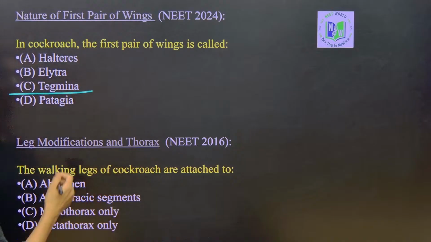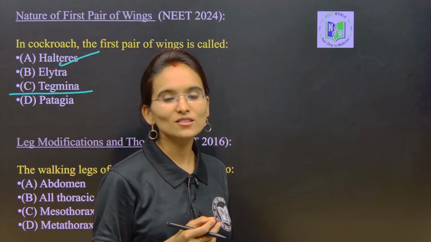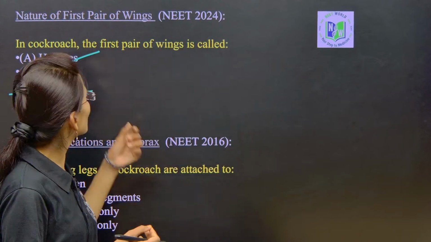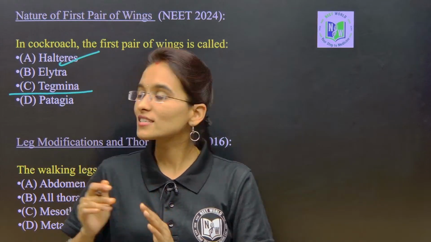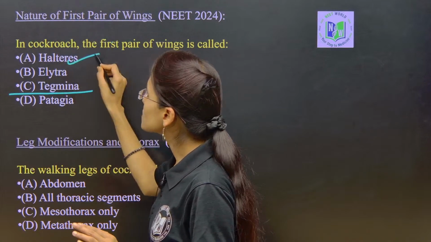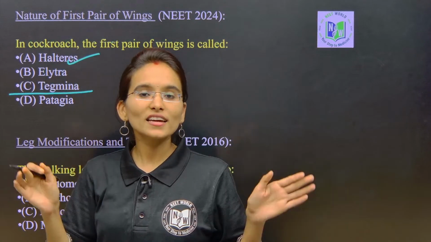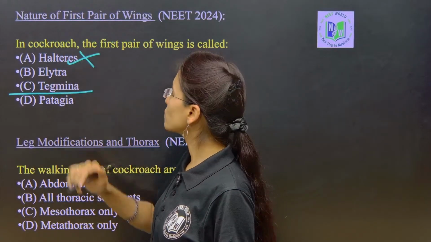So option A is halteres. These are the modified hindwings. These are especially useful for the insects to fly. These are the type of wings, halteres, which help the insects in flight. We cannot find these in the cockroaches, so option 1 will be wrong.